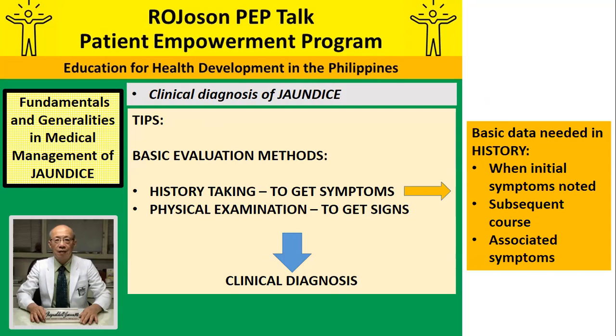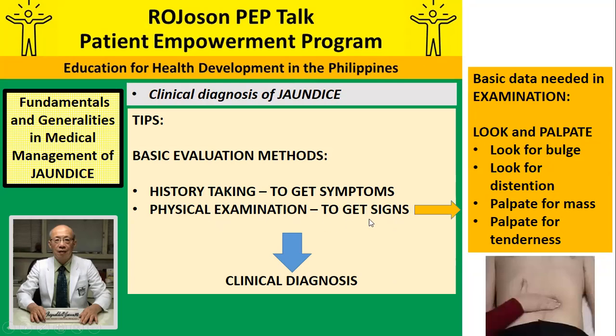The minimum or the basic data needed in the history taking, the symptoms, is, we ask first, when was the jaundice noted? And then what's the subsequent course? Is it subsiding? Is it progressing? And then what are the associated symptoms, like fever, like abdominal pain? So these are important data that will be used for the evaluation to come out with a clinical diagnosis.